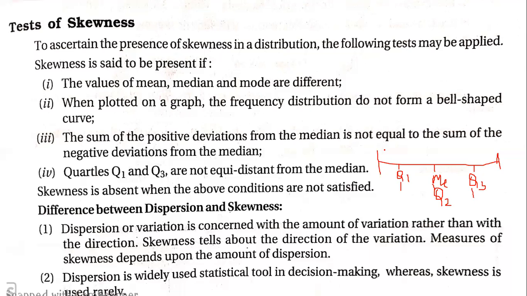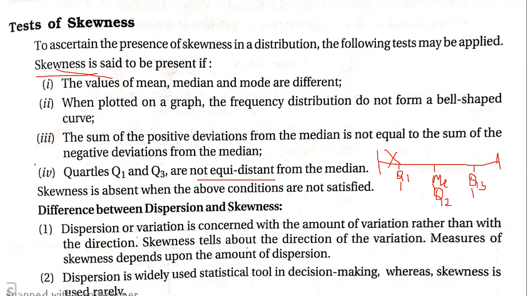Suppose if they are not at equal distances, then it means skewness is present. Okay, if they are at equal distances, no problem. If they are not at equal distances, then we can say skewness is present in the distribution. This is all the situations where we will know the skewness is present. Skewness is nothing but that the distribution or the numbers are not properly balanced. Sometimes the numbers will be too big or too small.